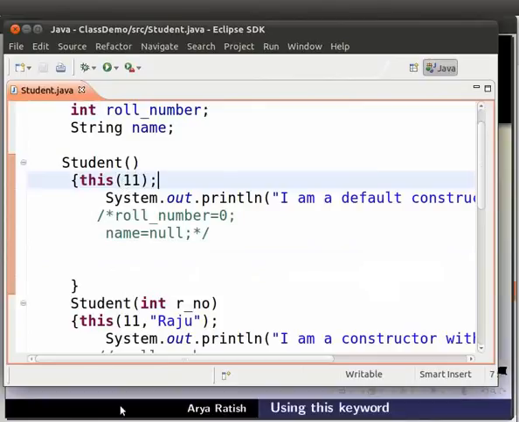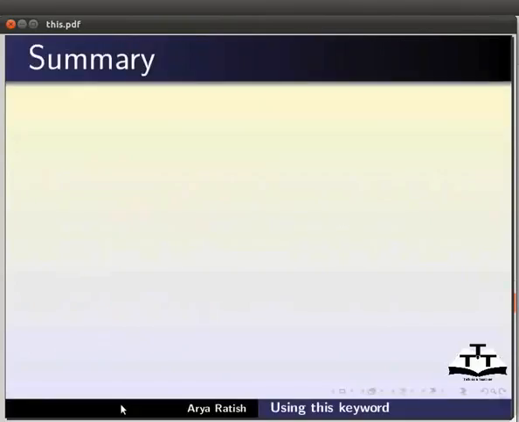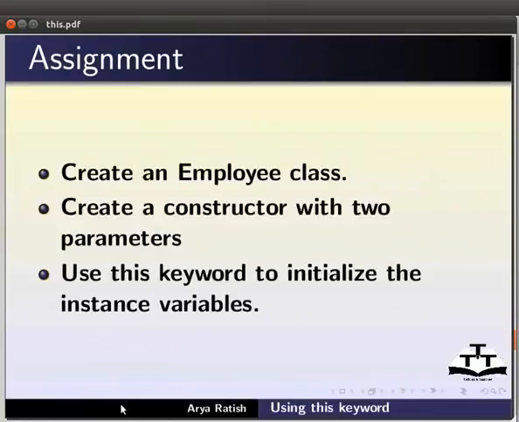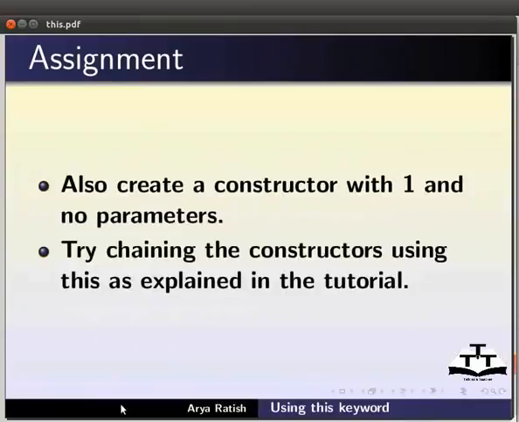So in this tutorial we learned the use of this keyword with fields, to use this keyword for chaining constructors, how this keyword should be used within a constructor. For self-assessment, in the employee class created earlier, create a constructor with 2 parameters. Use this keyword to initialize the instance variables. Also, create a constructor with 1 and no parameters. Try chaining the constructors using this as explained in the tutorial.